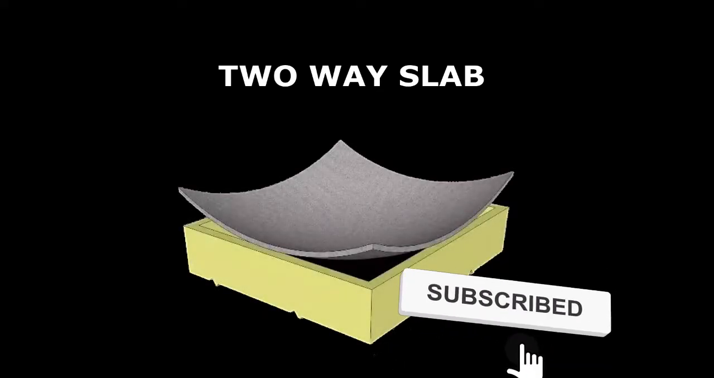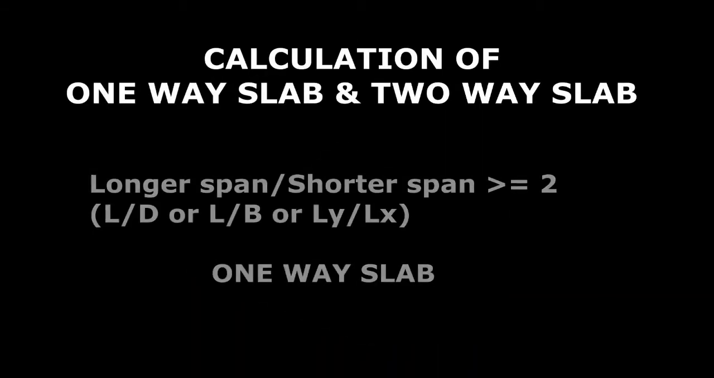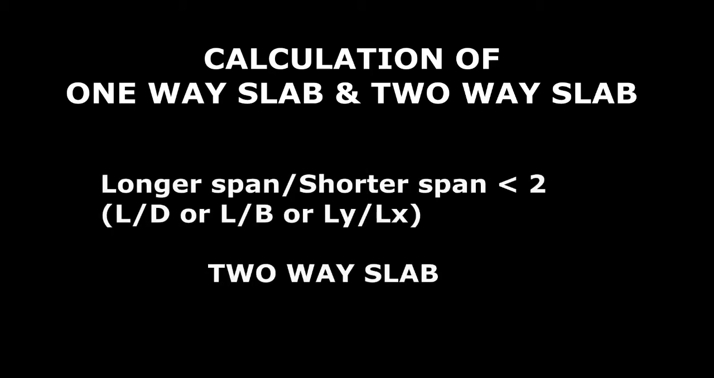Now let's see what is two-way slab. The rectangular slabs supported on two adjacent, 3 or 4 edges and with the ratio of longer to shorter span less than 2, which carry a load by flexure in two perpendicular directions, are called two-way slabs. How do we calculate a one-way slab or two-way slab? If L by D ratio, that is longer span to the shorter span ratio, is greater than or equal to 2, then it is considered as one-way slab. If L by D ratio is less than 2, then it is considered as a two-way slab.